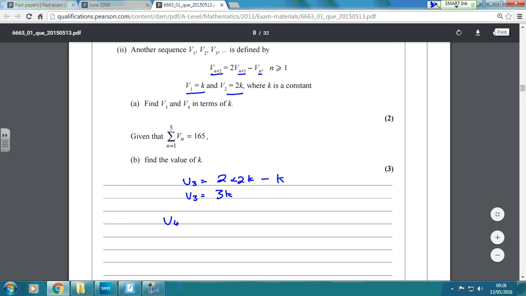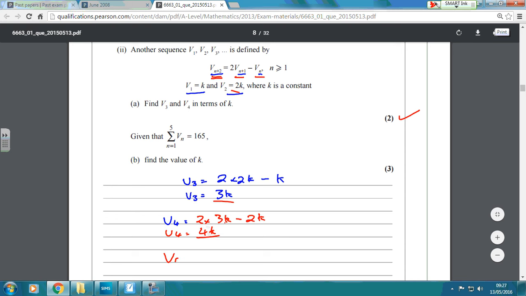V4 equals, so if we now treat this one here as the 4th term, that's going to be 2 lots of the 3rd term, take away the term for that, which is the 2nd term. So that's going to be 2 lots of the 3rd term, which we know is 3K, take away the one before that, which we know is 2K. So we've got V4, 6K, take away 2K is 4K. Now just to make sure that that works, and that 3K and 4K gets us the 2 marks here.